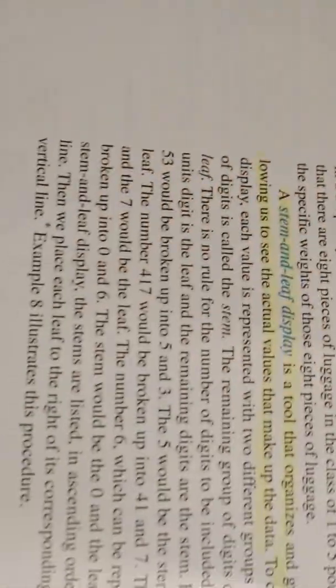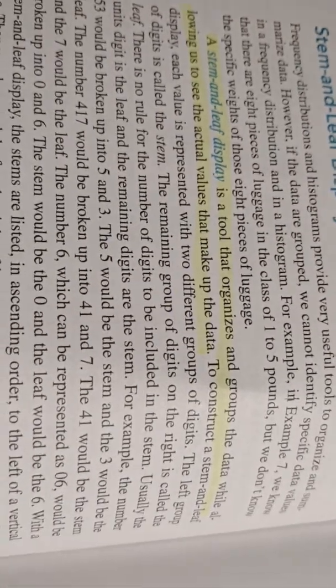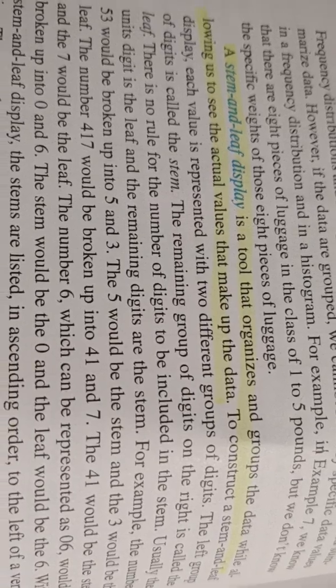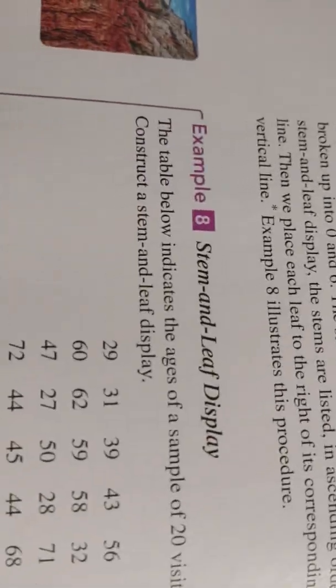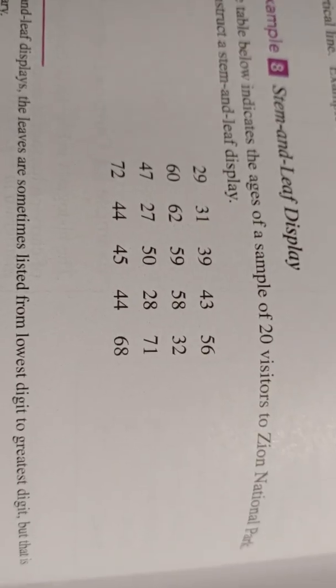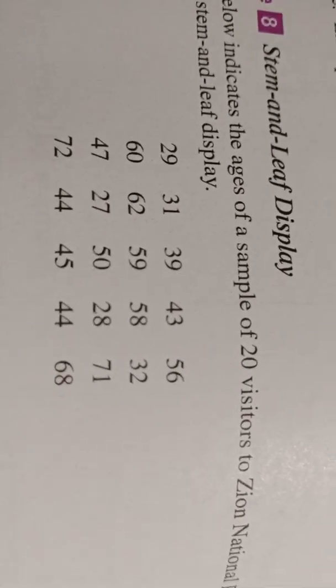Then we have stem and leaf plots. Stem and leaf plots is a tool that organizes and groups the data while allowing us to see the actual values that make up the data. So here's example 8. We have these values here. We got 20 visitors to Zion National Park. So we're going to put them in a stem and leaf plot.